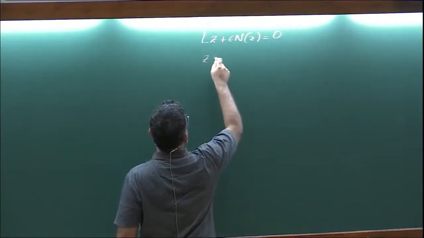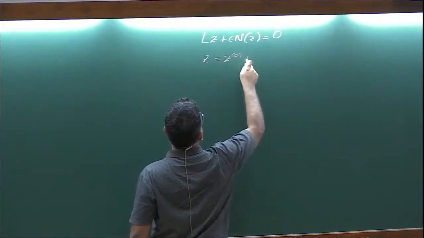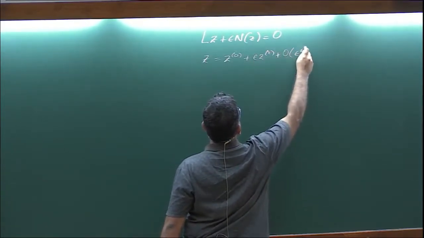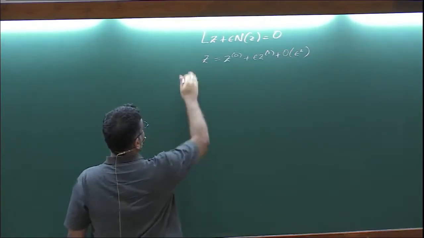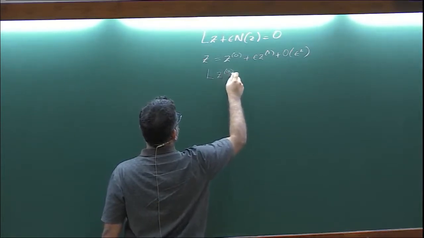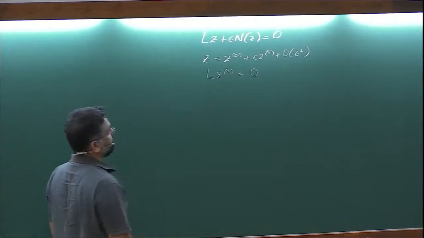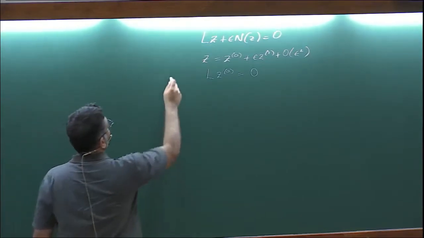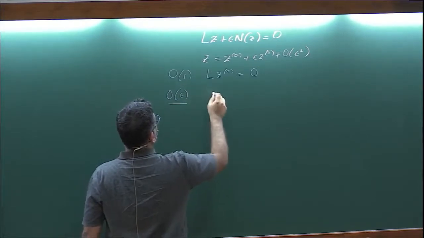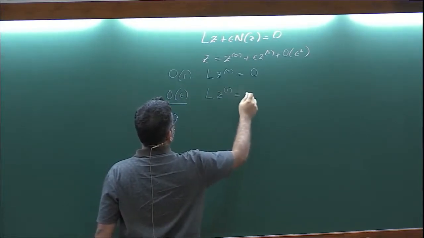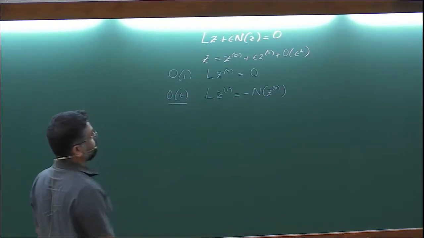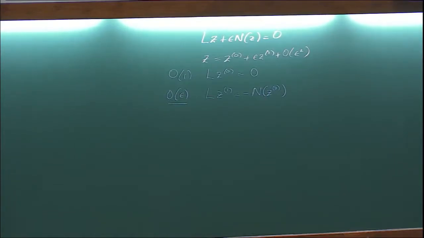And the whole point of perturbation theory is to consider solutions that are series in epsilon, so that you turn this nonlinear problem into a sequence of linear problems. So this is the order 1 equation, and the order epsilon equation is L Z1 is minus N of Z0. We'll usually take this function N to be such that N of 0 is 0.